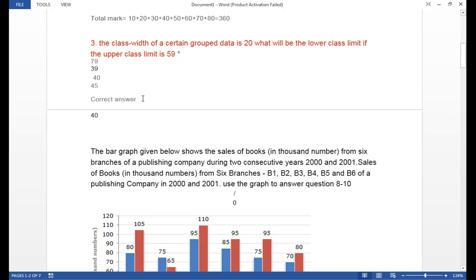So notice that is the way to get the answer. The answer here is not 39, because in fact, if you use 39, the class width will become 21. So 40 is the correct answer.